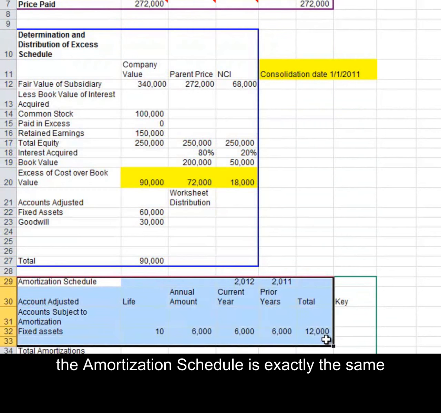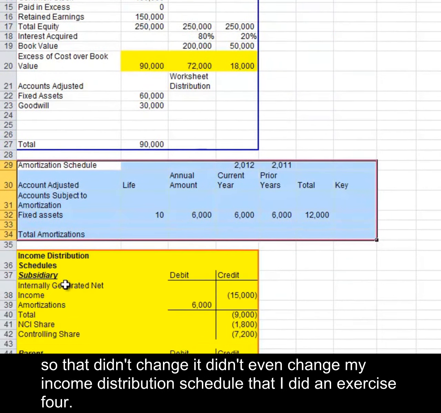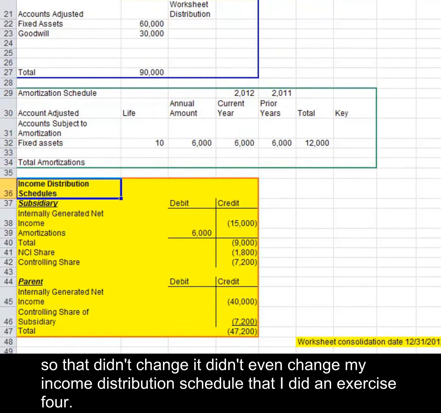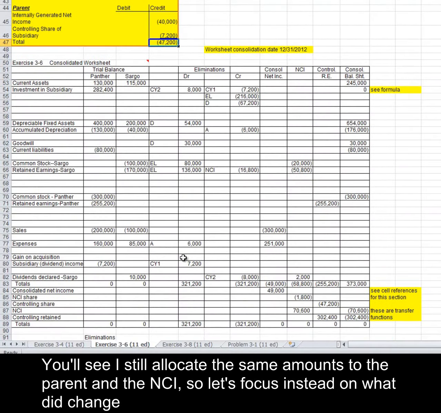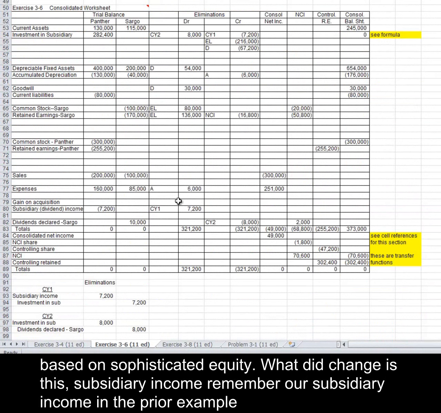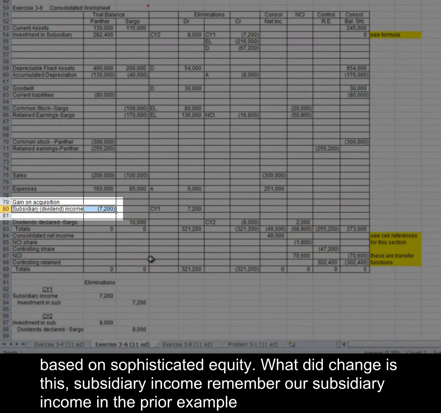The amortization schedule is exactly the same. So that didn't change. It didn't even change my income distribution schedule that I did in exercise 4. You'll see I still allocate the same amounts to the parent and the NCI. So let's focus instead on what did change based on sophisticated equity. What did change is this, subsidiary income.